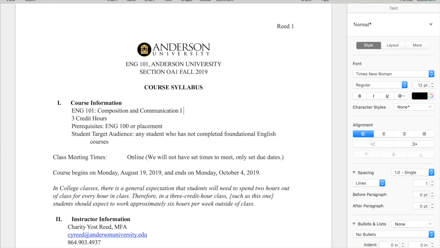This class is English 101, Composition and Communication 1. It is 3 credit hours. It requires that you have taken certain placement classes in high school, or perhaps a placement test for the university, or have taken an English 100 class. Typically, students in this class are working towards their foundational courses, so typically they are freshmen. This course is often followed with English 102.